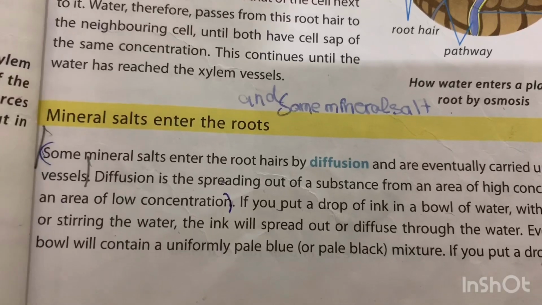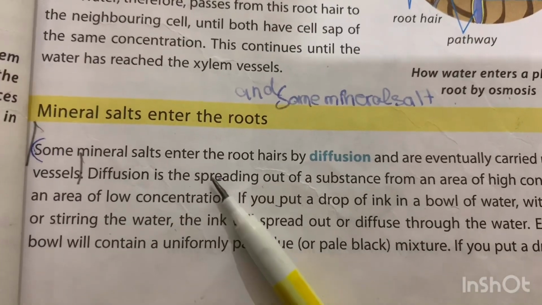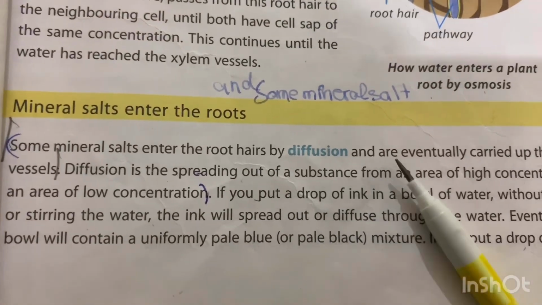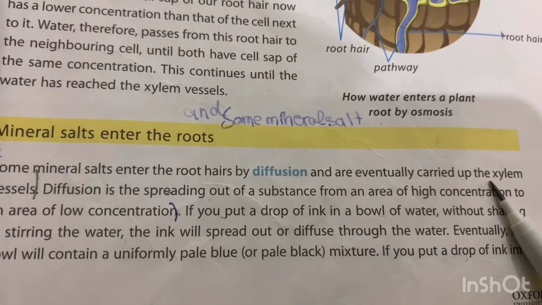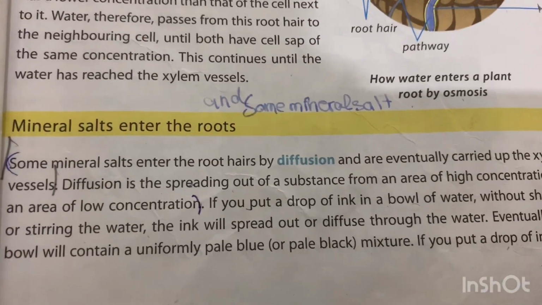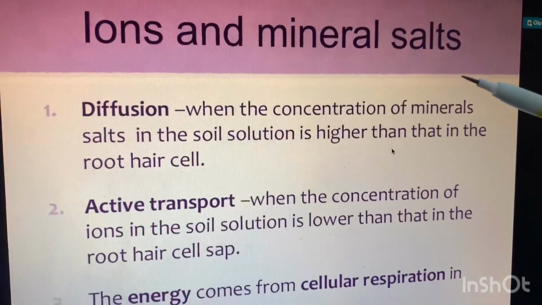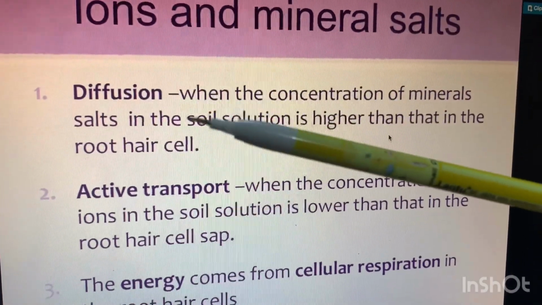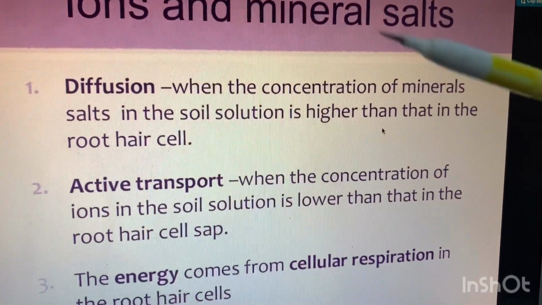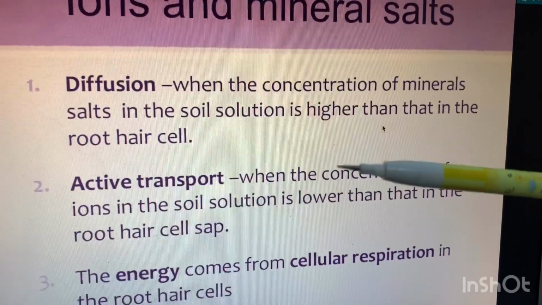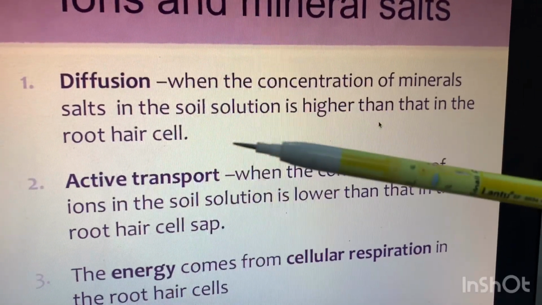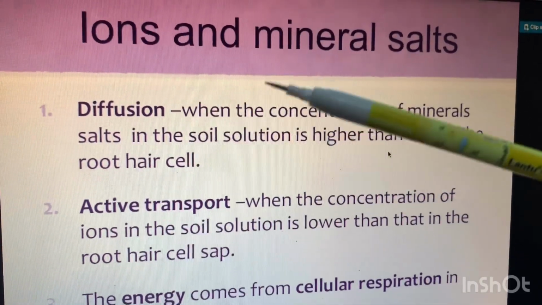Mineral salts enter the root. Some mineral salts enter the root hairs by diffusion and are eventually carried by the xylem vessels. In the lecture, ions and mineral salts. Diffusion: when the concentration of mineral salts in the soil solution is higher than that in the root hair cell, this process is called diffusion.